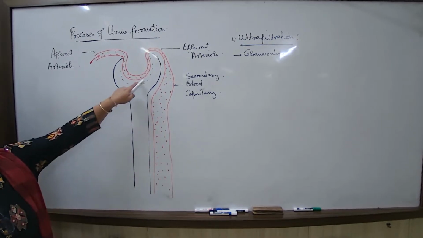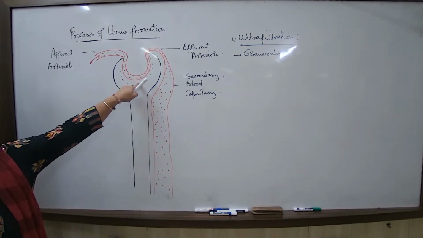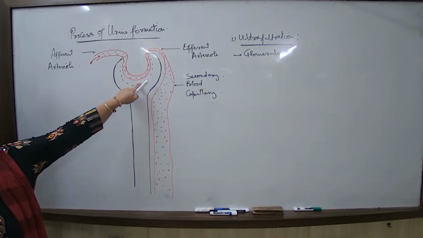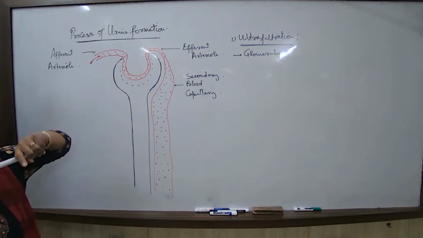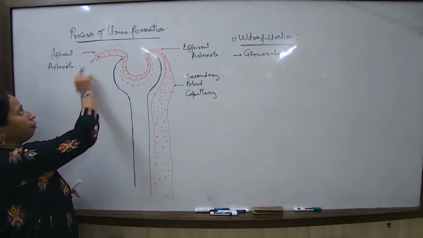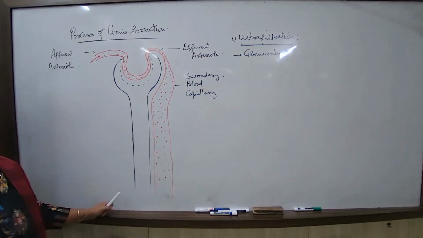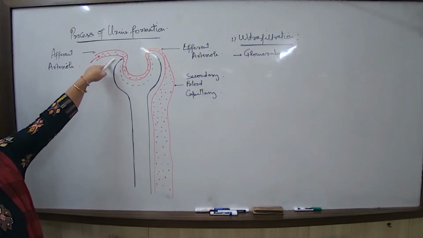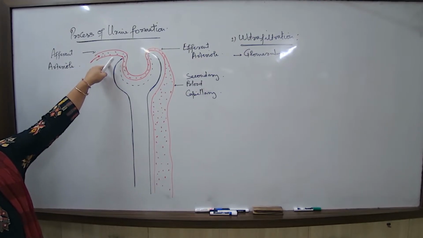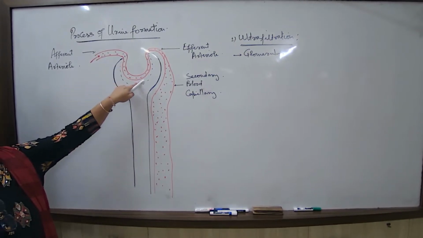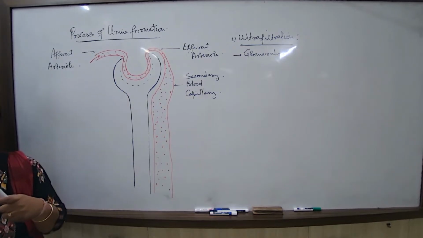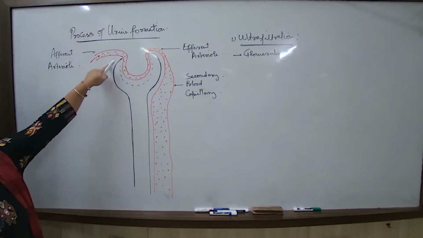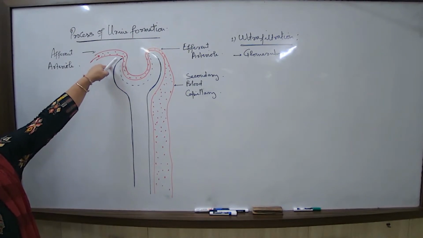Glomerular capillaries are a network of blood capillaries. Here, I am drawing only one such capillary. But how did we define it earlier? What is the definition of the glomerular capillary? Formed by the division of the afferent arteriole. What are glomerular capillaries? Define glomerulus. What will you write? A network of blood capillary, a knot of blood capillary formed by the division of the afferent arteriole.